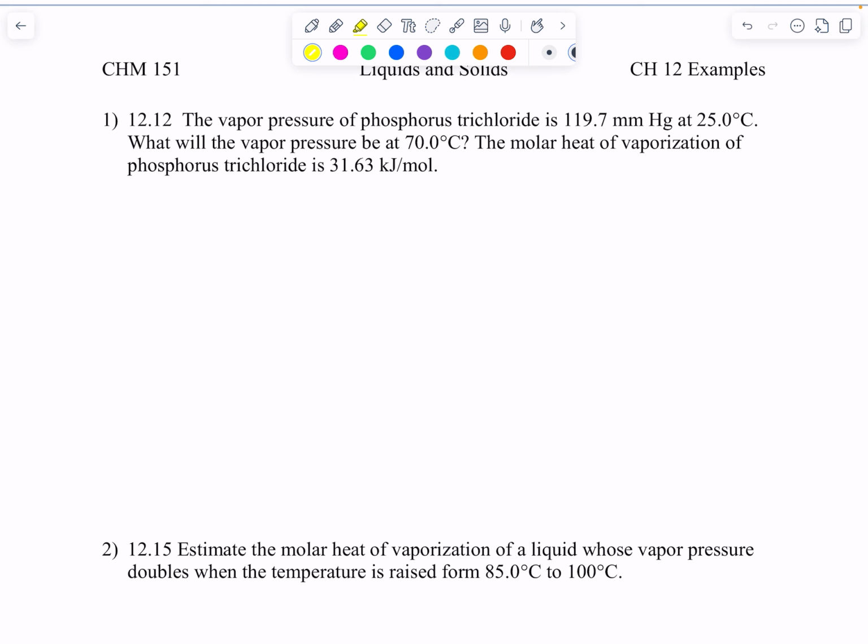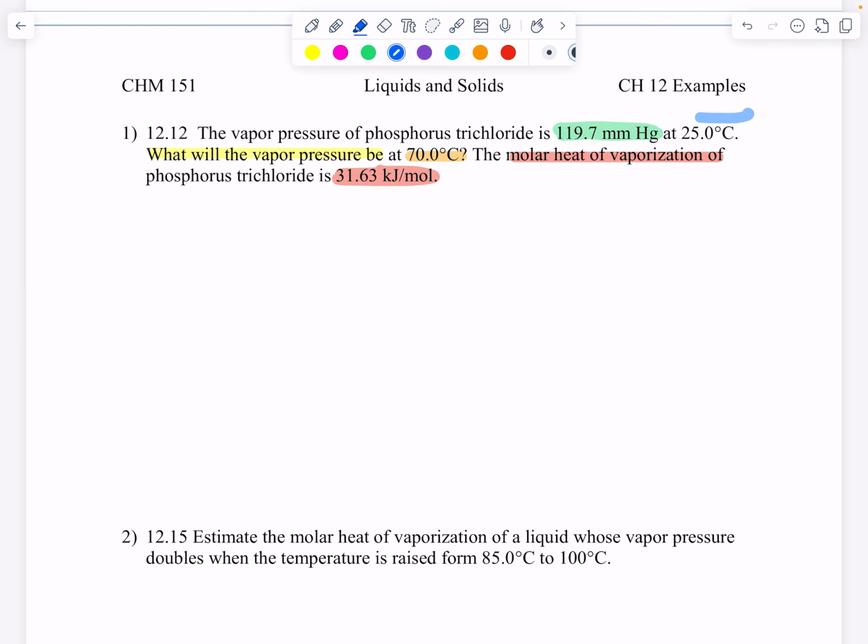The vapor pressure of phosphorus trichloride is 119.7 millimeters mercury at 25 degrees Celsius. Perfect. There's your question word. What will the vapor pressure be at 70 degrees Celsius? It gives you the molar heat of vaporization right here, and it gives you a vapor pressure at 25 degrees Celsius.